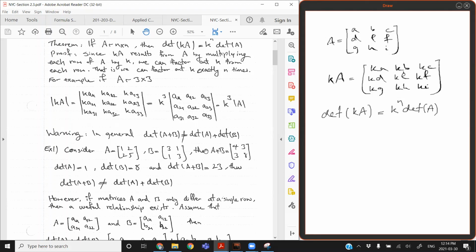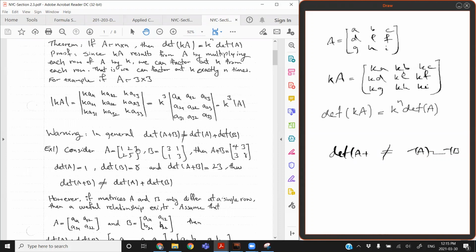Okay, the next thing that we're going to talk about is what is the relationship between determinant of A plus B and the determinant of A plus determinant of B. Are they equal? And the answer is no. Generally, determinant of A plus B is not equal to determinant of A plus determinant of B. And if you're refuting something, you can just use an example.